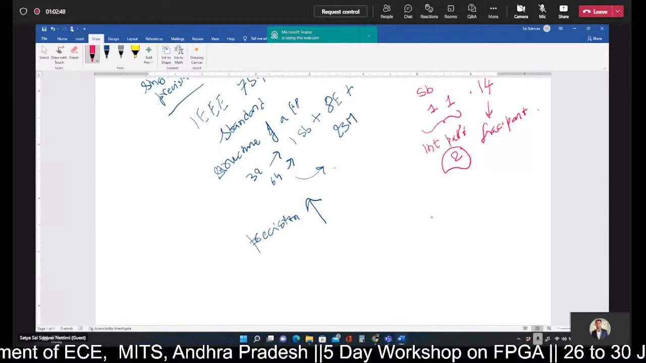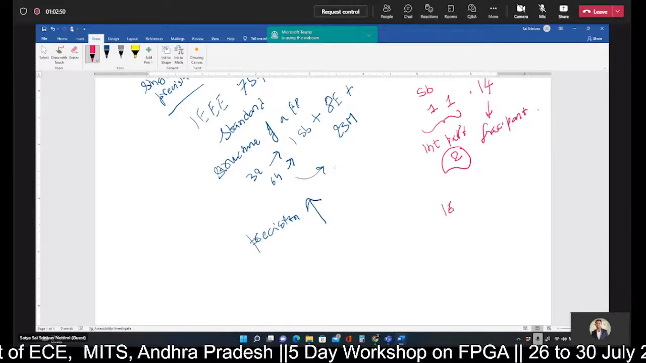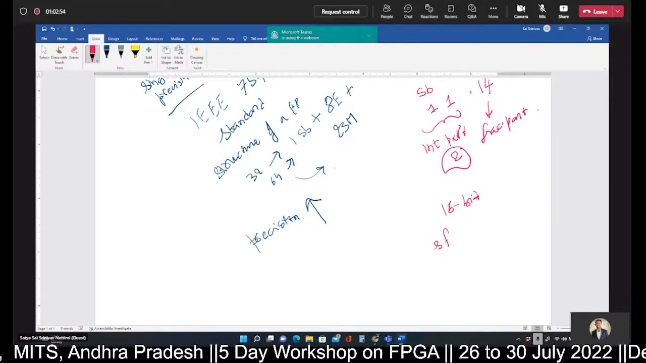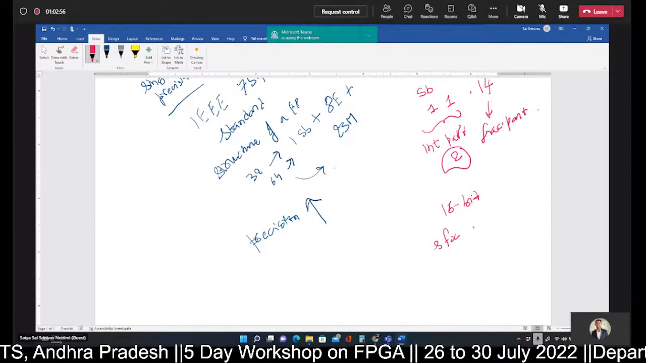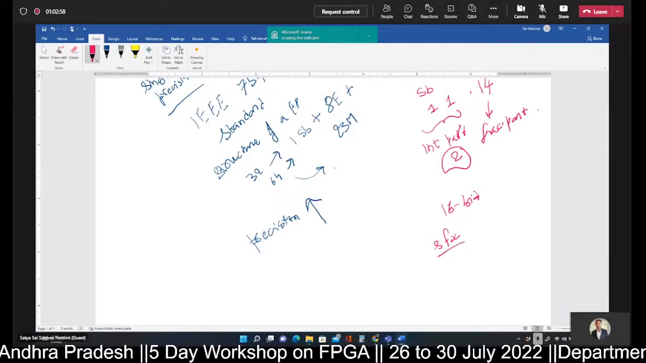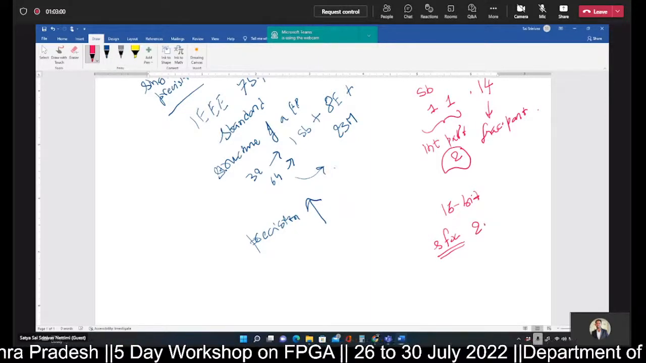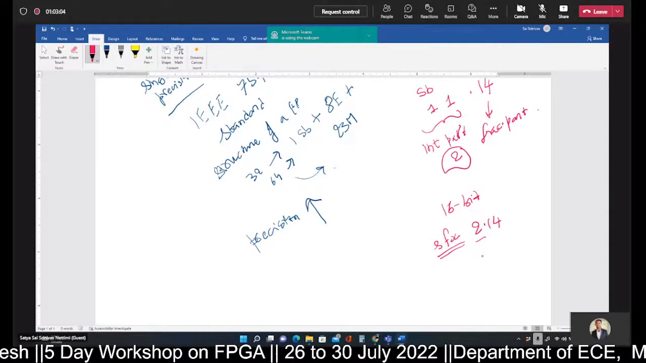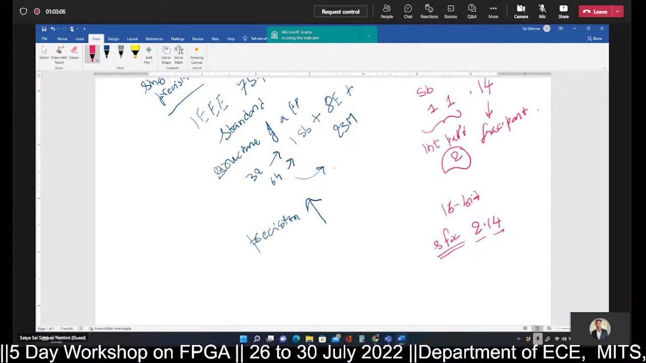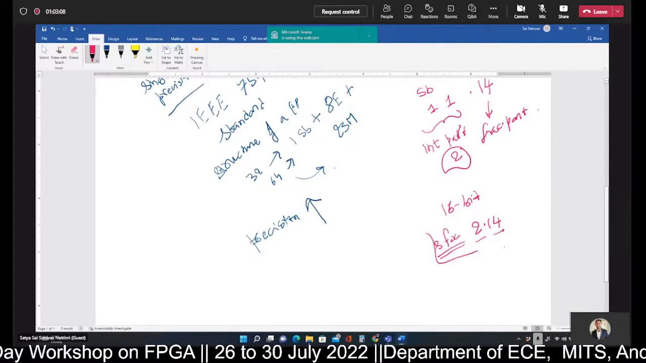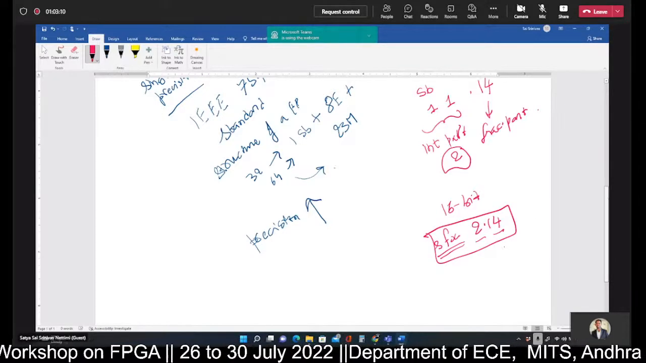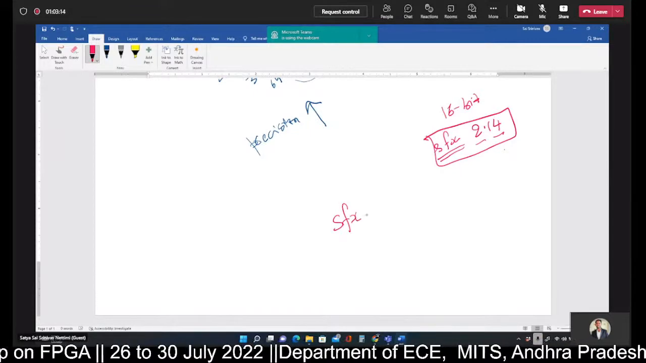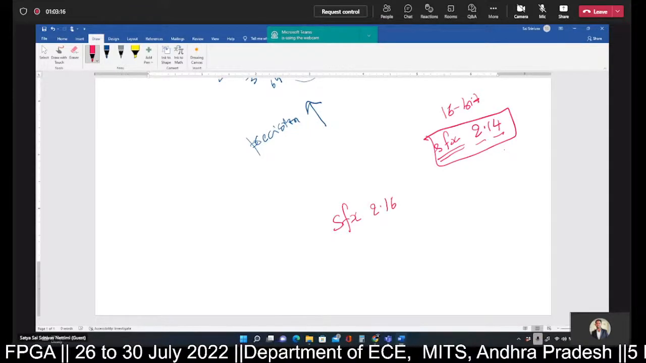Since I told you it is 16-bit data represented in signed fixed point format, what is the format I'm using? 2.14. So 2 bits for the integer part, 14 bits for the fractional part. This I have illustrated for your understanding, but in actual notation we will use signed fixed point 2.16.